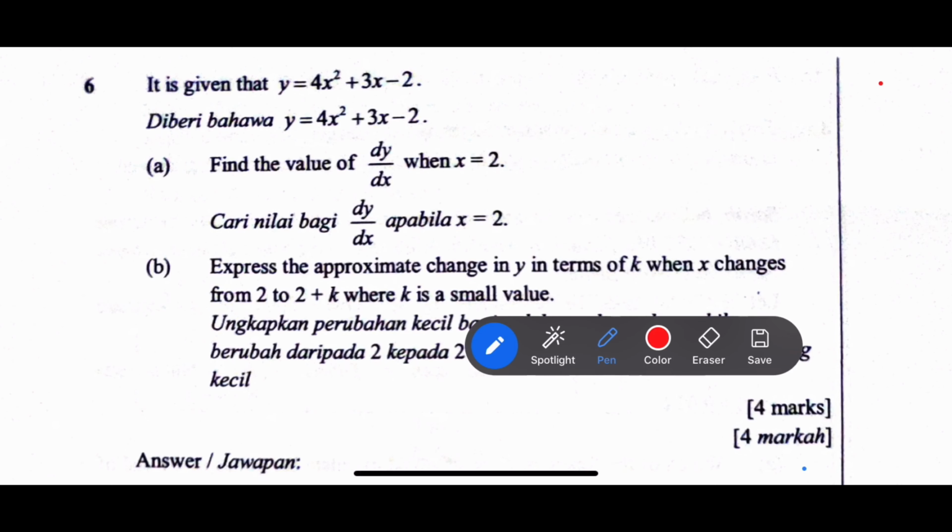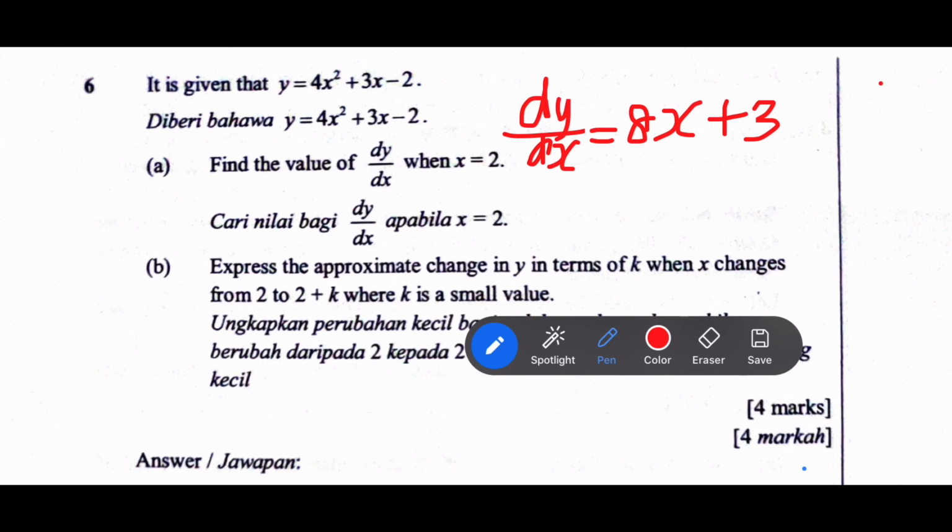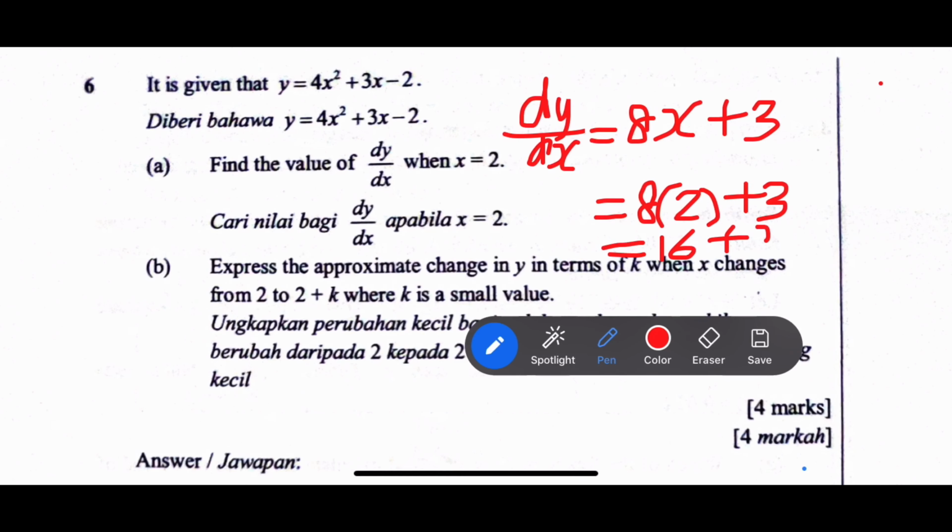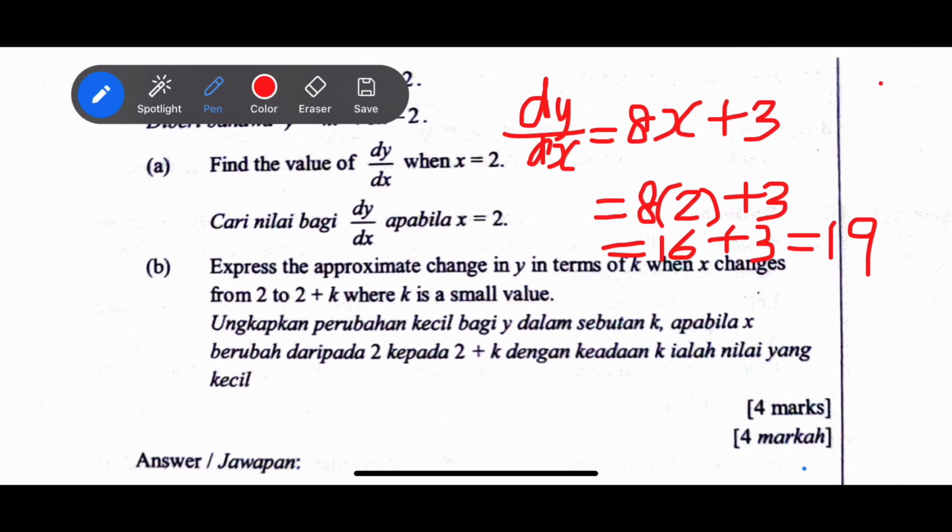This question is again about differentiation. So firstly, you have to differentiate dy dx. So I'm sure you know how to do dy dx. Remember, you take the 2 times with the 4, then x to the power minus 1, right? And then when you see 3x, you differentiate, you get 3, right? And then when you see a number, it is 0. Okay, so dy dx is 8x plus 3. So now you need to substitute the 2 into the dy dx.